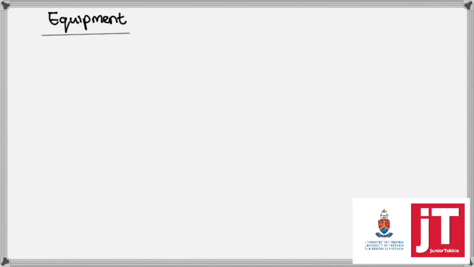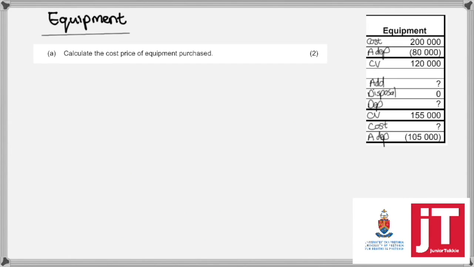Looking now at equipment. Calculate the cost price of equipment purchased. So if I look at the information provided, they've given us the cost in the beginning, the accumulated depreciation and the carrying value. Movement, additions, question mark, disposal, there weren't any disposals because it says 0, and the depreciation is a question mark. Then they've given me the balances at the end, the carrying value, and only the accumulated depreciation.